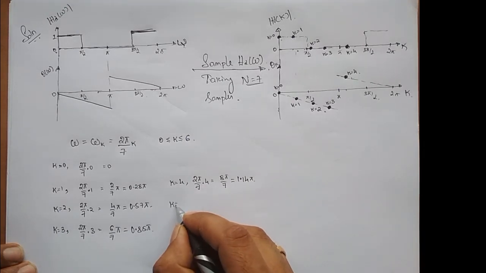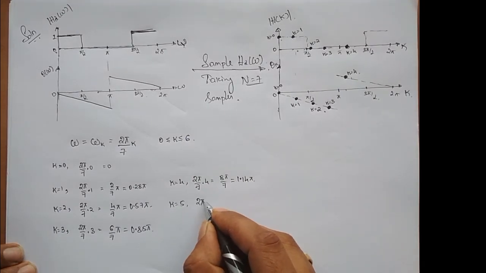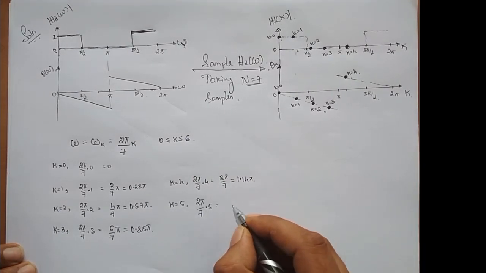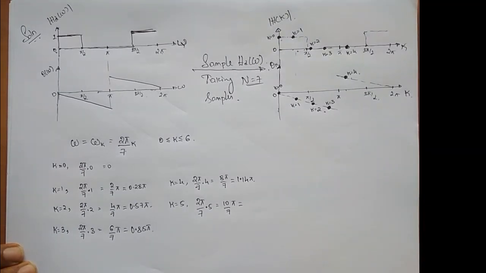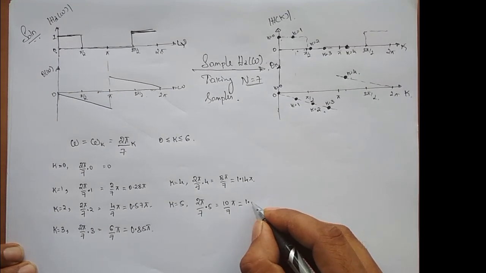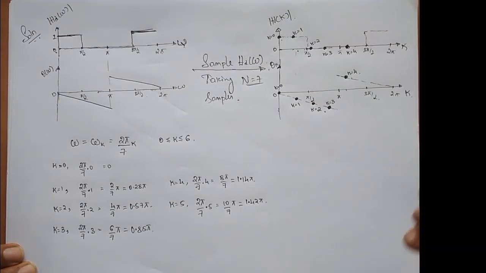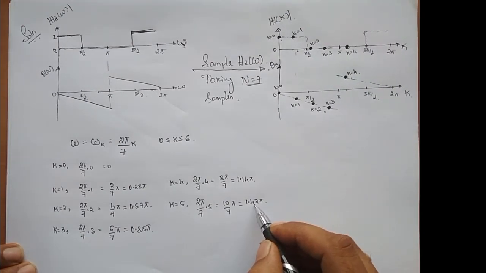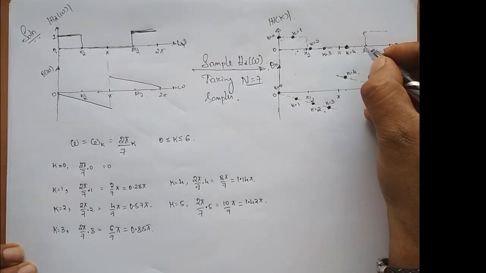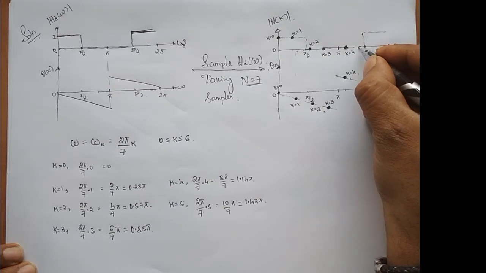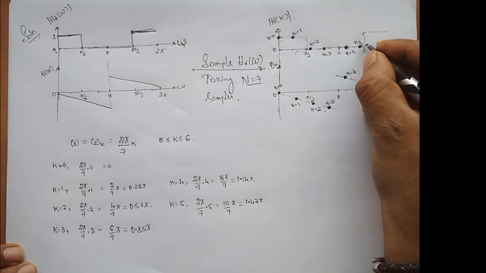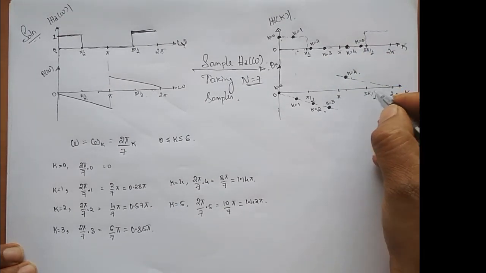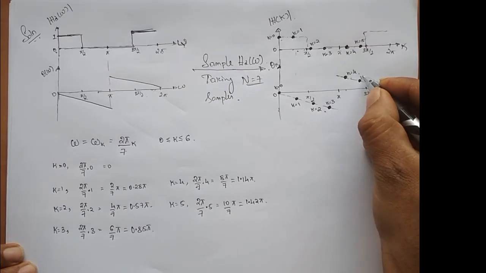Now for k equal to 5, we have 2 pi by 7 times 5, which is equal to 10 by 7 times pi. In terms of fraction, it is 1.42 times pi. So this is 1.5 times pi. So 1.42 is slightly less than 1.5. So this is at k equal to 5. Similarly, this is somewhere here, it is k equal to 5.